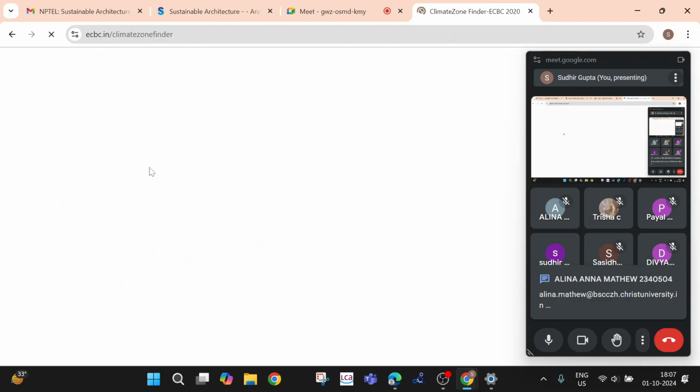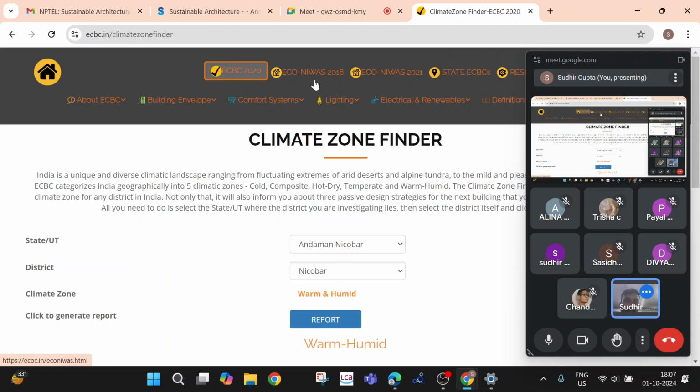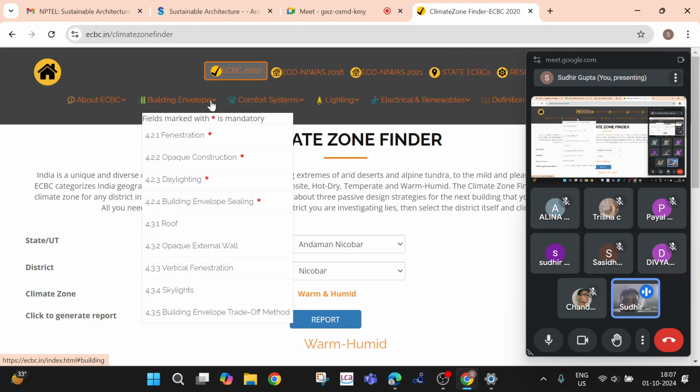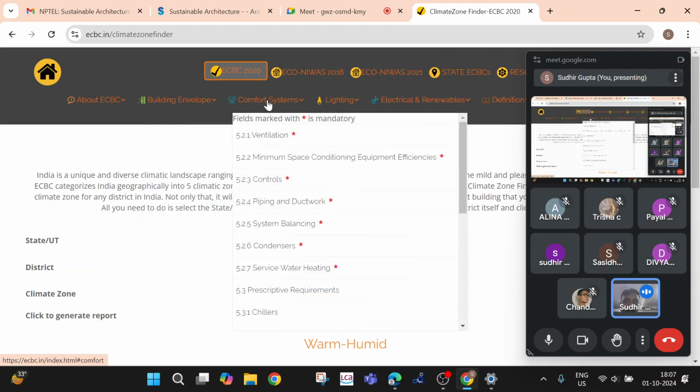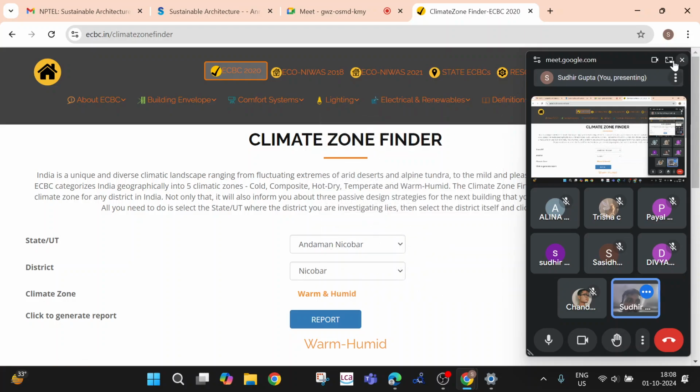You can open the first link. This is the ECBC code, all of you know very well, and there are also various other standards and codes mentioned here. You can go into detail on what comes under the building envelope and what comes under the comfort systems. One by one you can go into detail on each and what standards should be followed while designing your building.